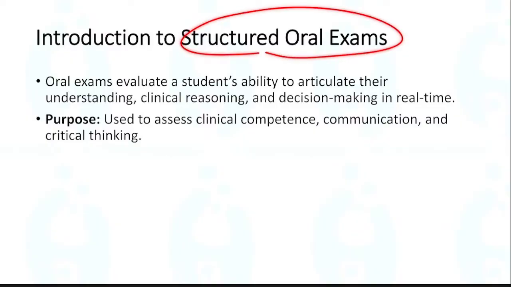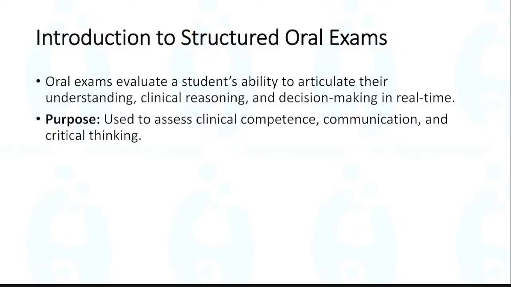What are they otherwise called? Structured oral exams are otherwise called vivas, viva voce. Then it is also called oral assessment. Otherwise, it can be termed as interview exams.